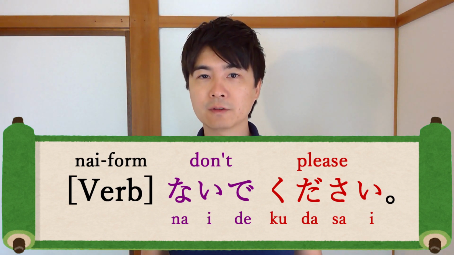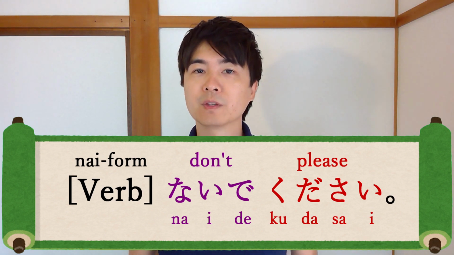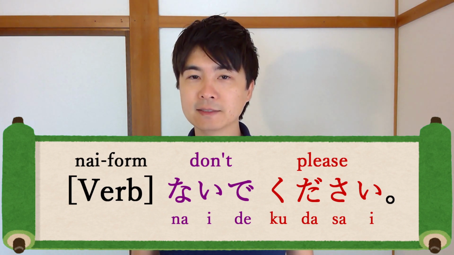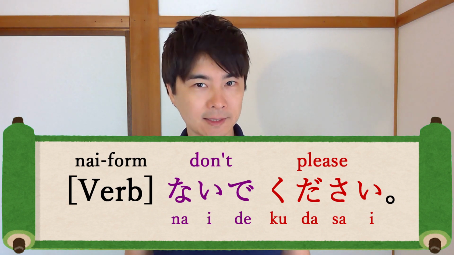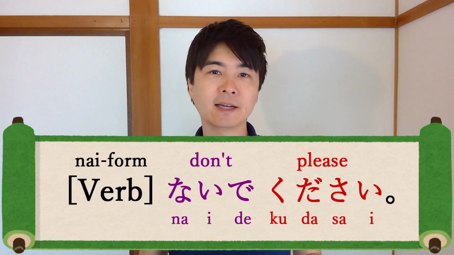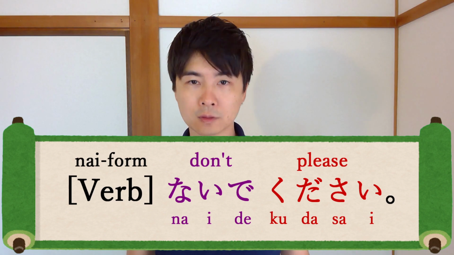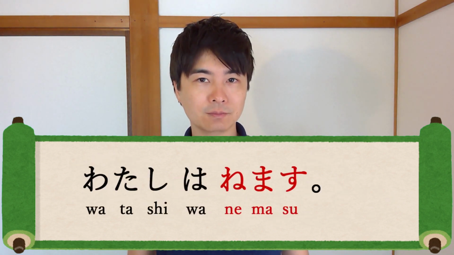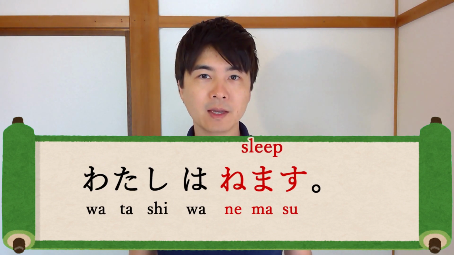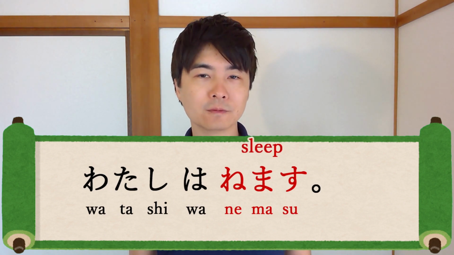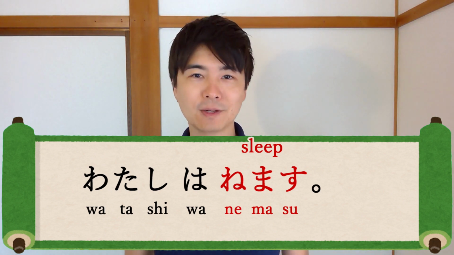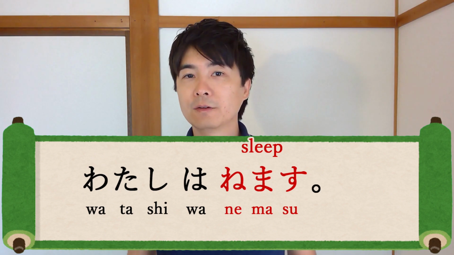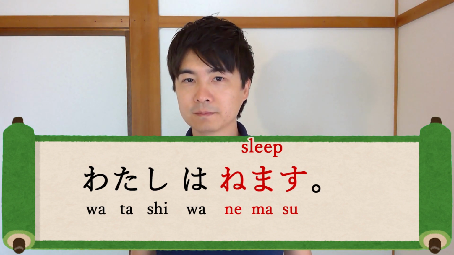What I want you to remember from this chapter is this. When we want to say please don't, we just need to replace ないです with ないでください. It is because ないでください follows the ない form of a verb. For example, 私は寝ます means I will sleep. And do you remember the ない form of 寝ます? If you want to think for a while, please pause this video and please think. What is the ない form of 寝ます?